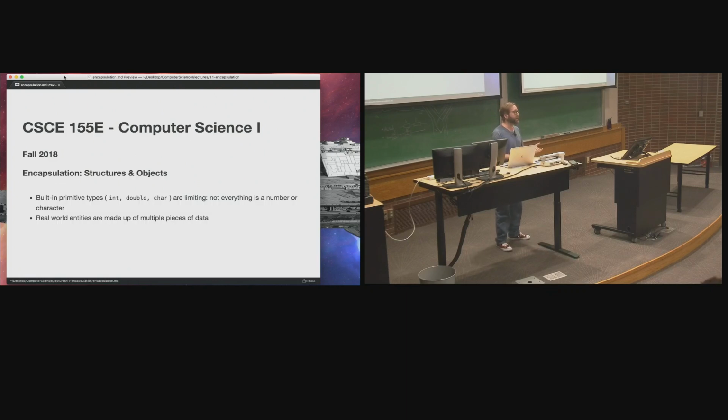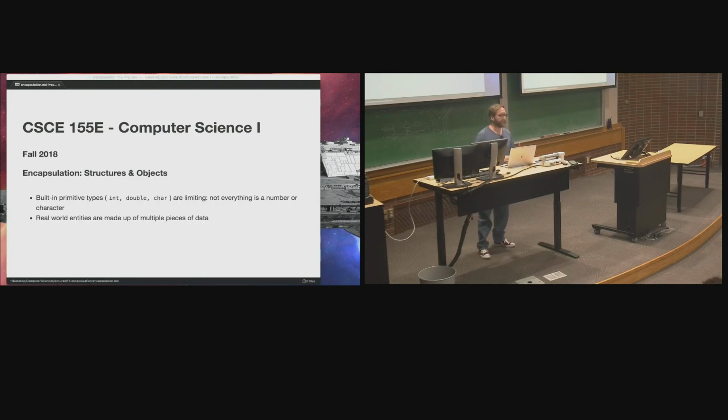And the motivation for this is that a lot of the built-in types in C, like integers, doubles, chars, they're really limiting, right? It means that everything is basically a number. Everything is either a whole number or a fractional number or a number corresponding to a character in the ASCII text table. Not everything in real life, though, is a number, right? Real-world entities are made up of multiple pieces of data.